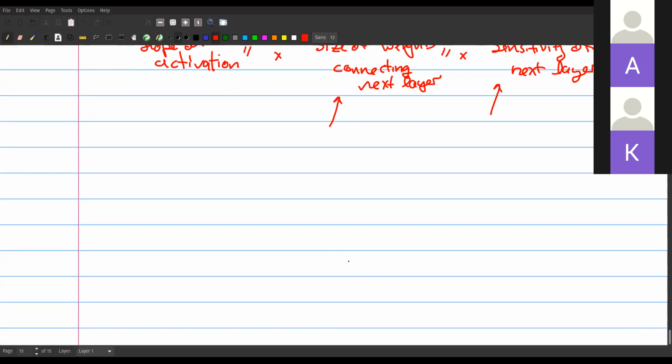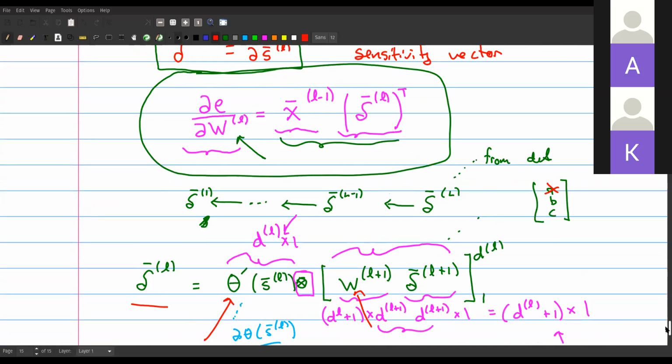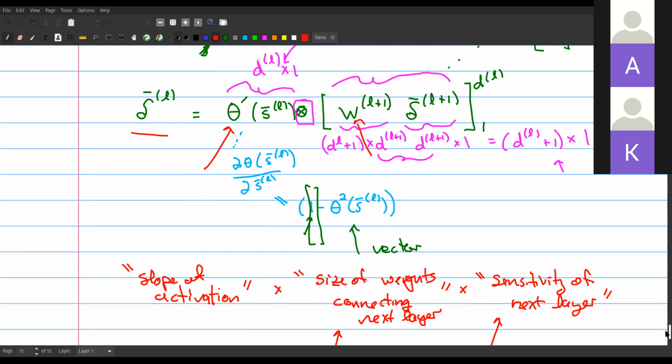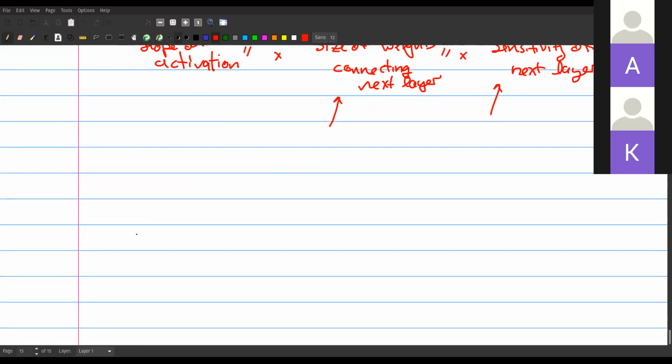Okay, so we've kind of done it all, even if this seems kind of incomprehensible right now. We have to talk about how to do the base case to get the entire thing started. So we need the sensitivity vector of the very last layer. To do this, you can use the definition. So this is the partial derivative of the error with respect to S^L.